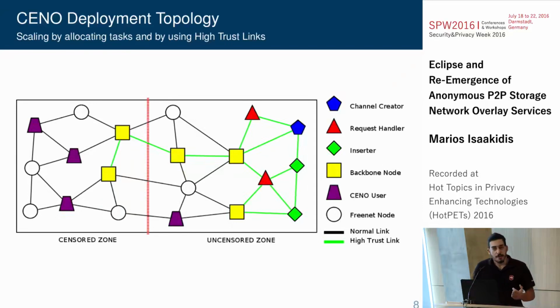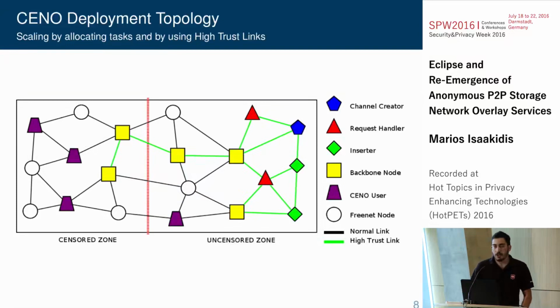So here you can see, for example, that the blue node is the tunnel creator that is accepting requests to create anonymous communication channels with our nodes. And then the inserters, the green nodes, are inserting content. And of course, you see that all of our nodes are Freenet nodes, and they are connected to other Freenet nodes. They don't differ in any way, but they are also running our new plugins.